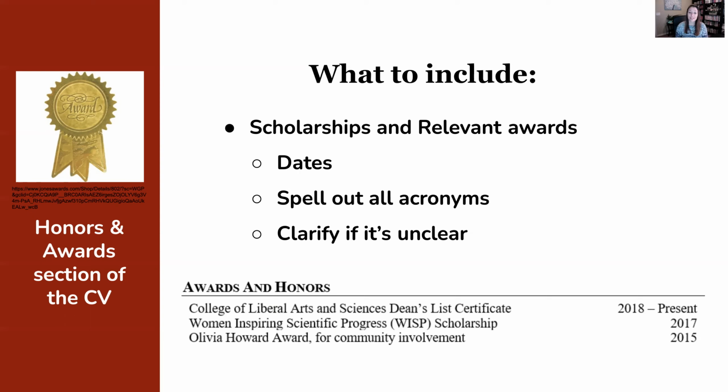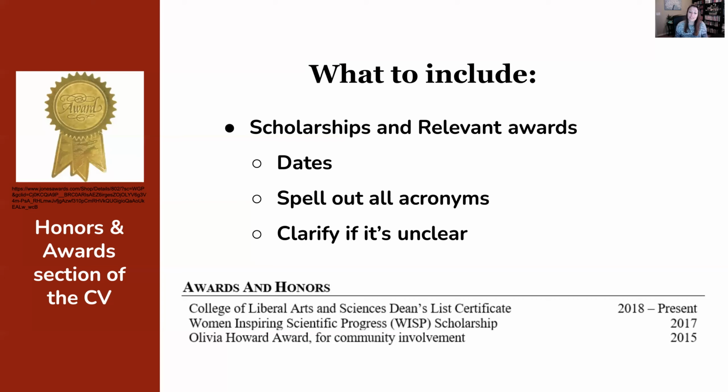Sometimes you can't really spell out an acronym and make it clear. So the last example on the bottom is the Olivia Howard Award, right? Now, if that's the name, there's nothing to spell out. Well, that still doesn't tell me very much about what that award was for. So it might be helpful to the reader if you give a little context. Don't write out a paragraph or a couple of long sentences. This should be really short and really concise. But for instance, here we put Olivia Howard Award for community involvement.